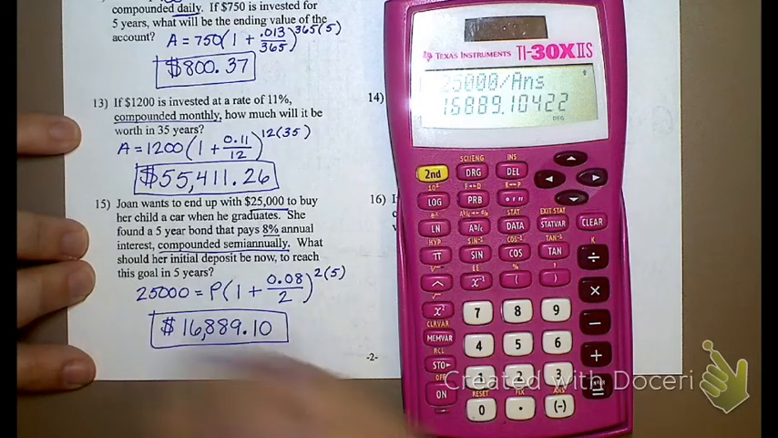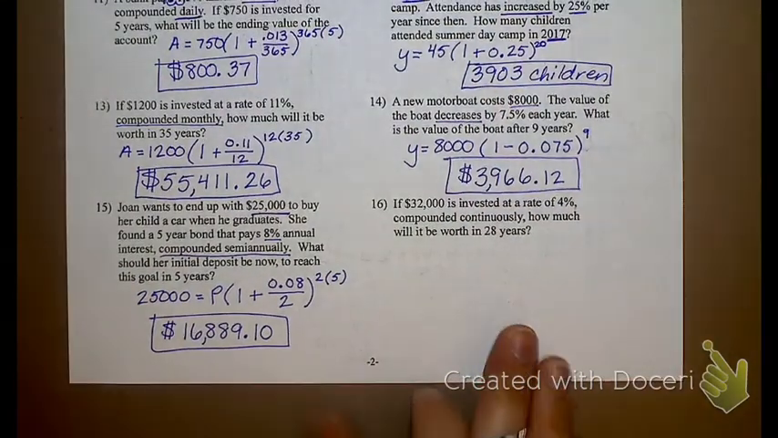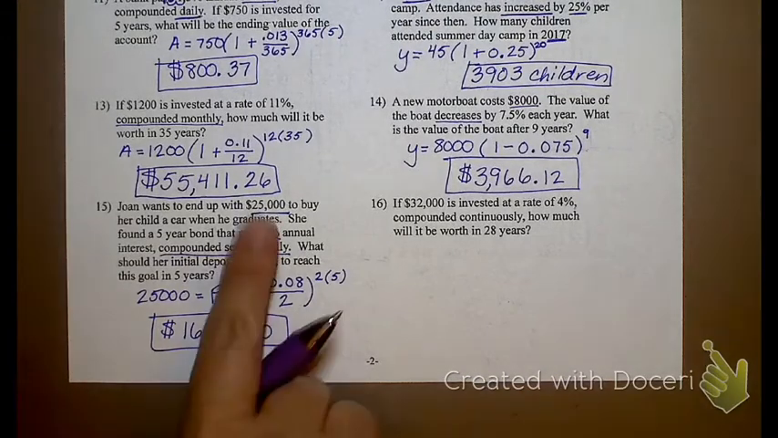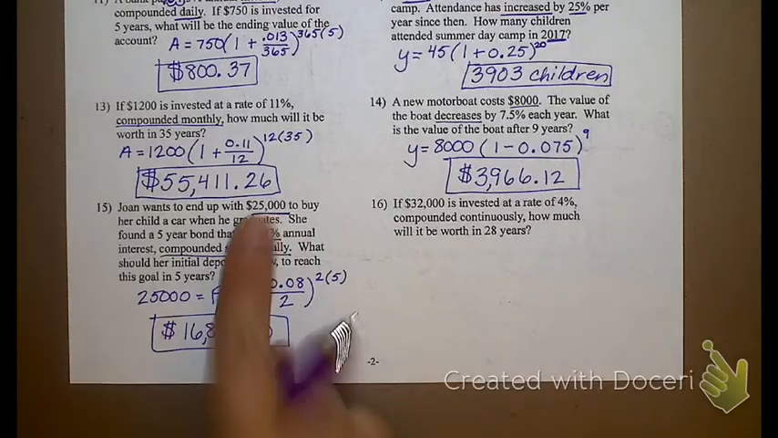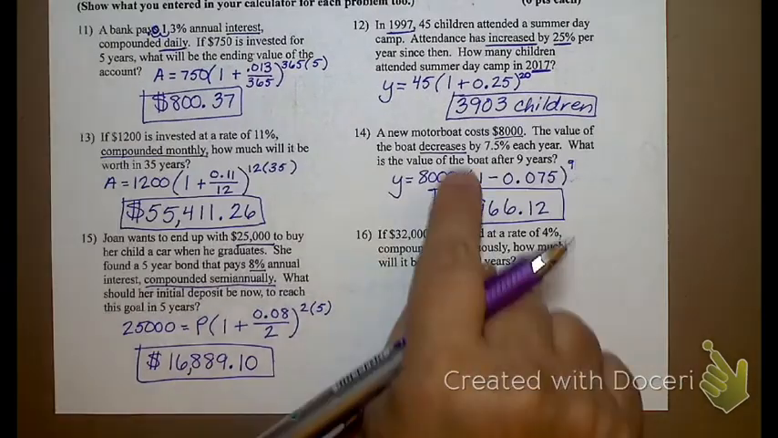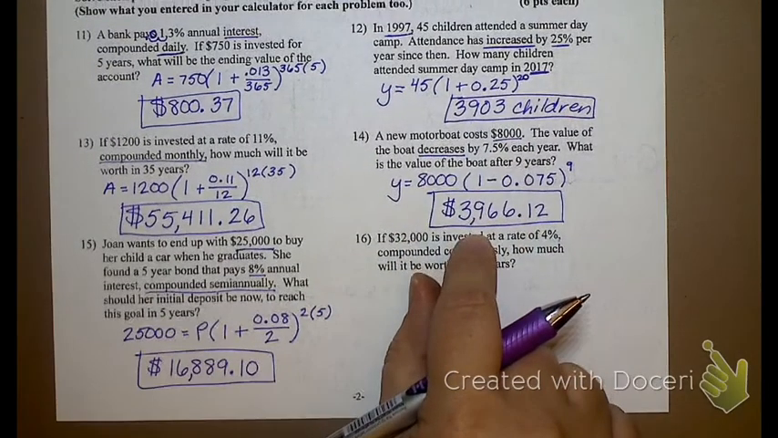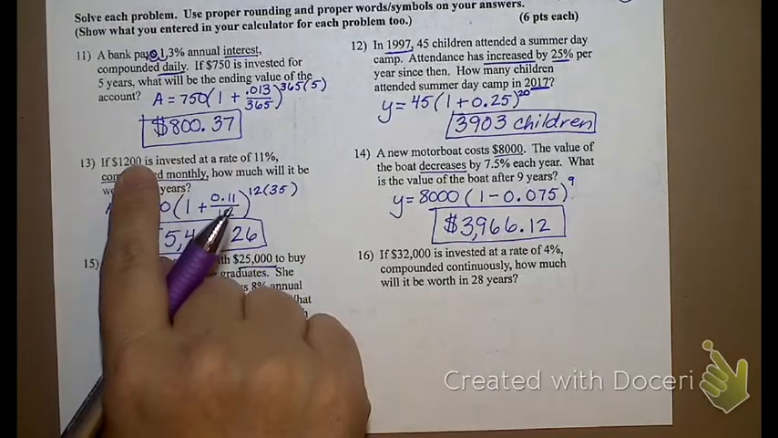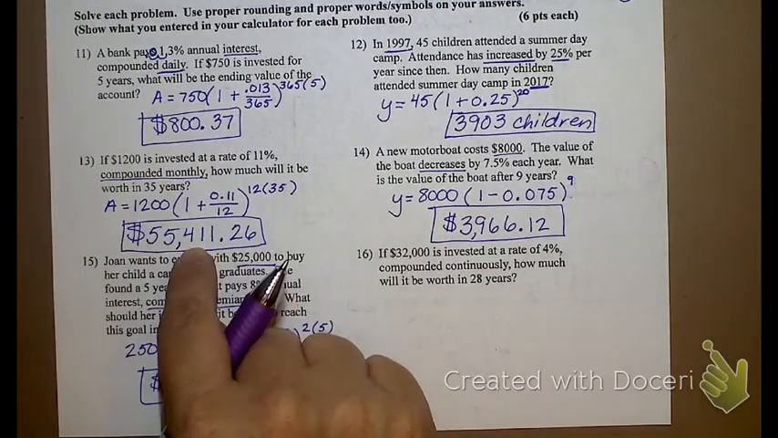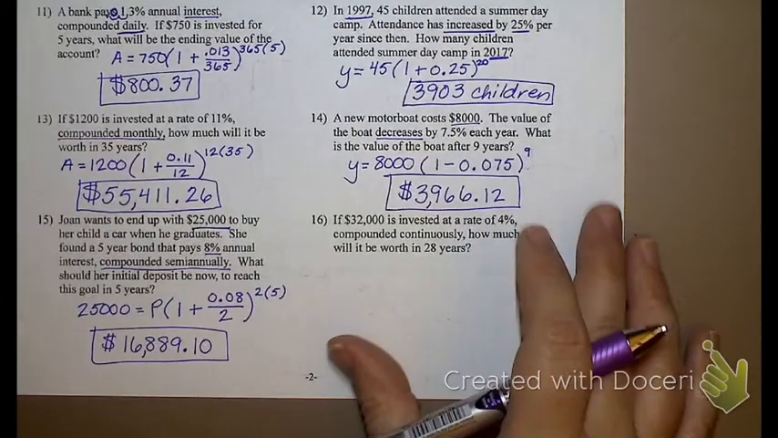And you're good. By the way, I have not been saying this because I've been kind of rushing through these to make sure we get through it, but make sure your answer makes sense. She should not have to invest more than $25,000 in order to get $25,000. She should have to invest less. If you've got something decreasing in value, it better be worth less as your answer. If you have $1,200 and you are investing it and getting interest on it, you better end up with more than $1,200. Okay, make sure that your answer is reasonable for the problem.